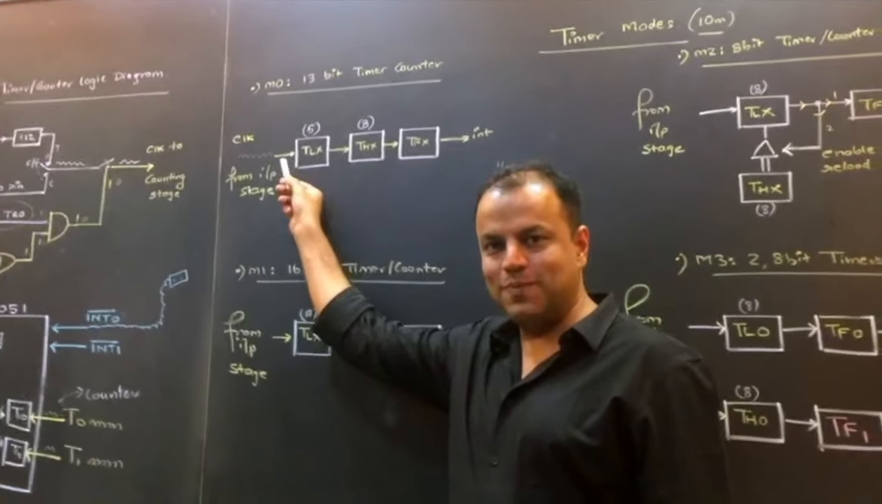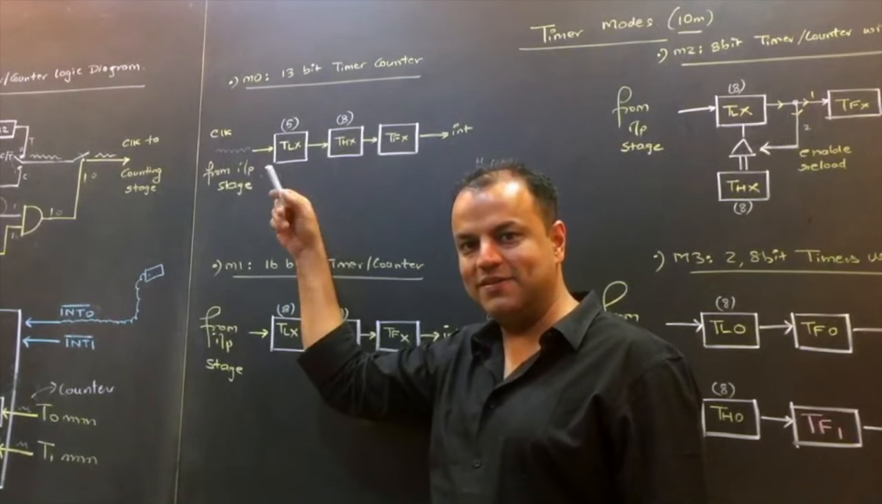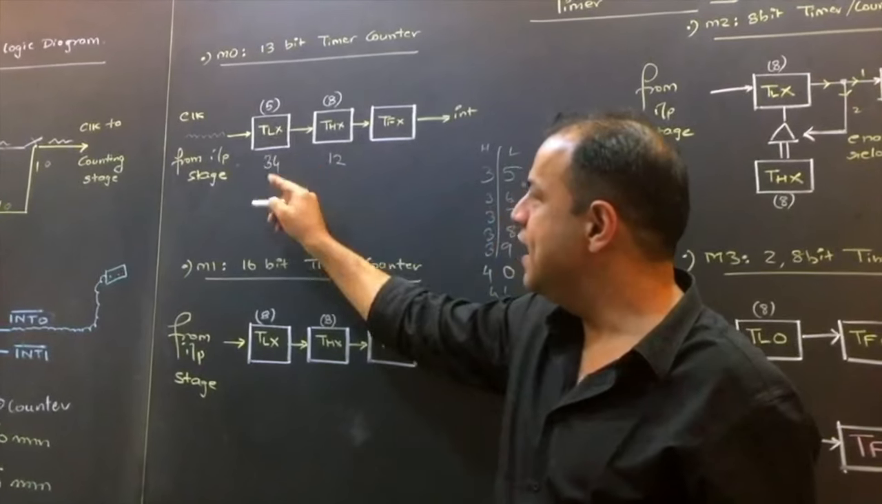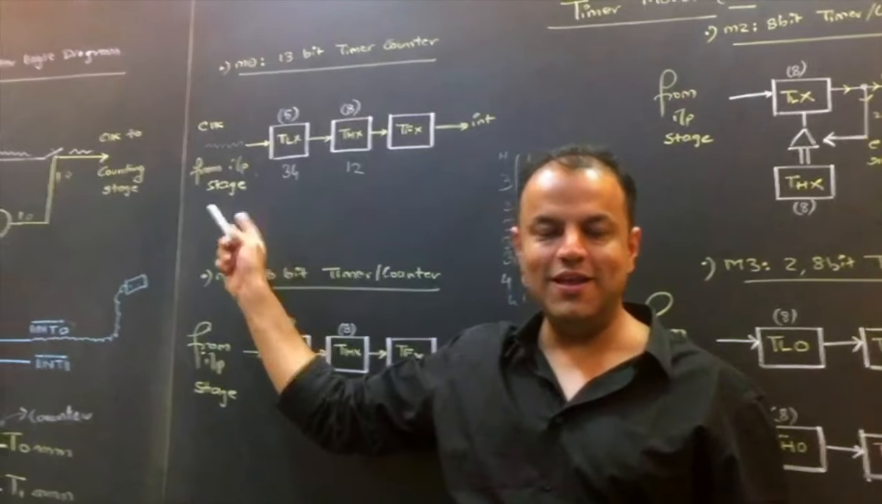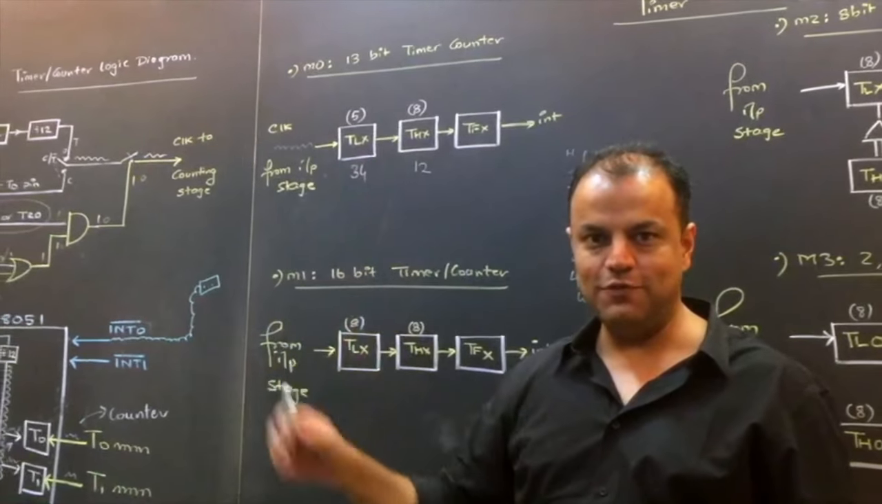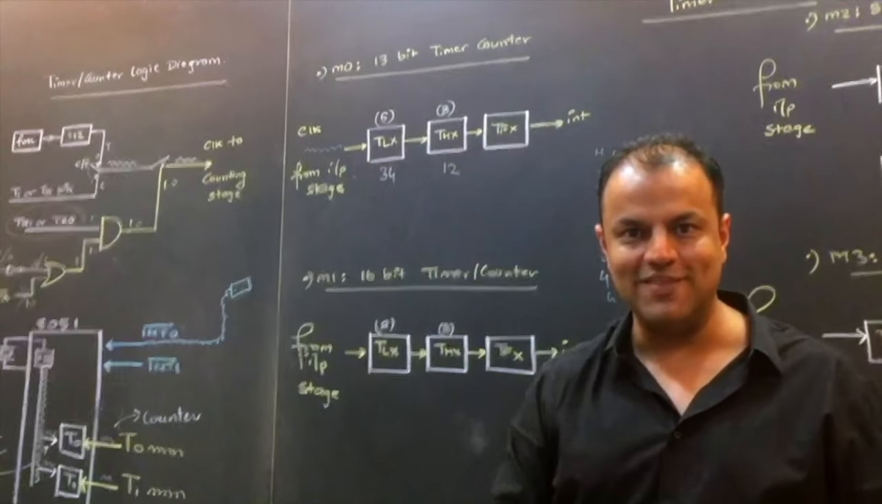On every clock pulse, the lower byte will increment. Suppose your count was 1, 2, 3, 4. This is 1, 2. This is 3, 4. Every clock pulse will only increment the lower byte. Did you understand this? 1, 2, 3, 4 will become 1, 2, 3, 5, not 1, 3, 3, 4.